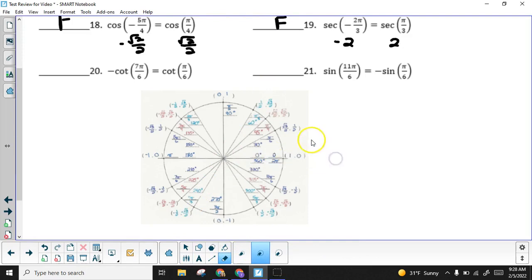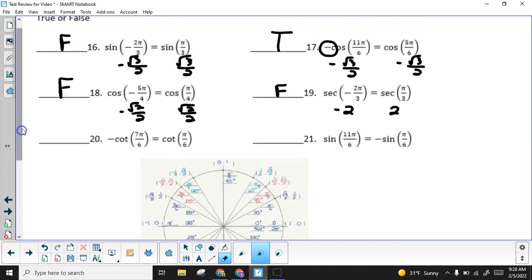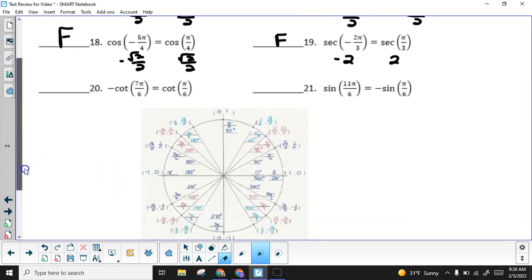It's kind of worth mentioning that most of these can be done without even actually knowing the actual x-coordinate or y-coordinate, but knowing which quadrant something is in. I'm going to go back and talk about that in just a moment.